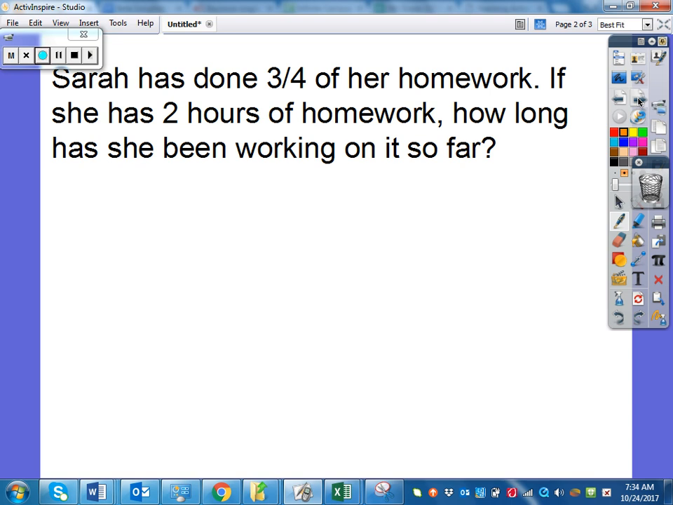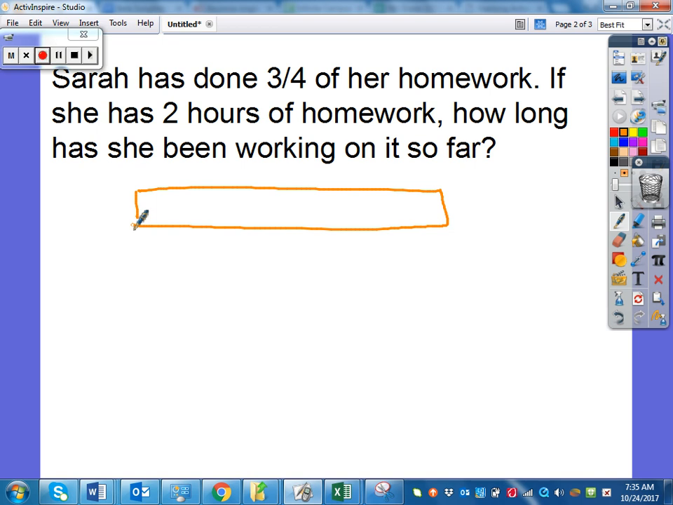Let's do a second problem. Feel free to pause the video, solve it by yourself first, then watch as I solve it. Sarah has done 3/4 of her homework. If she has 2 hours of homework, how long has she been working on it so far? Again, I'm going to start by drawing a model.